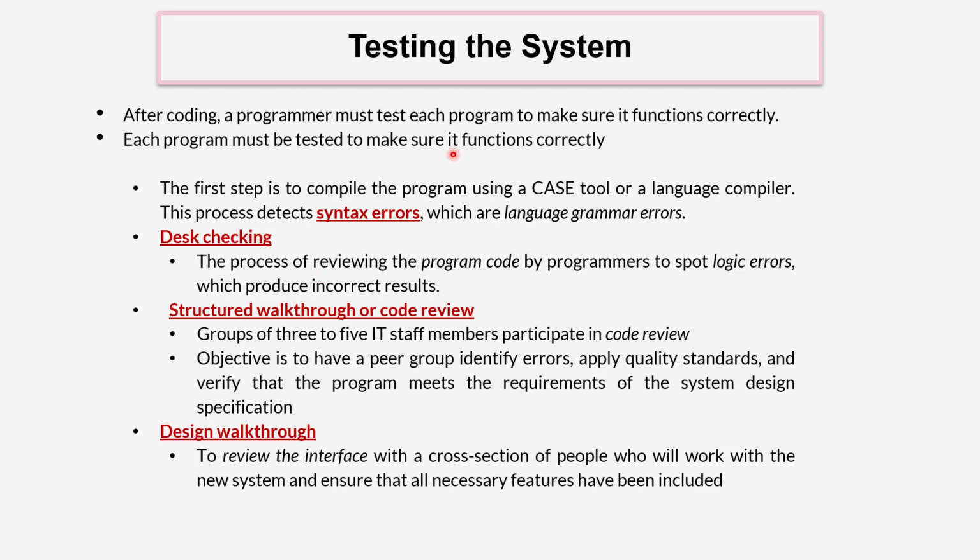Okay, so for testing the system, the first step is to compile the program using a CASE tool or a language compiler. This process will detect syntax errors, which are language grammar errors. So the programmer corrects the errors until the program executes properly. Next, the programmer desk checks the program. Desk checking is the process of reviewing the program code by programmers to spot logic errors which produce incorrect results.